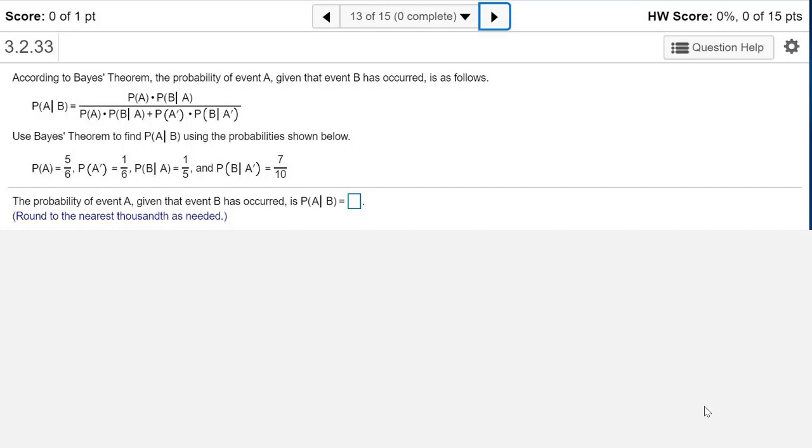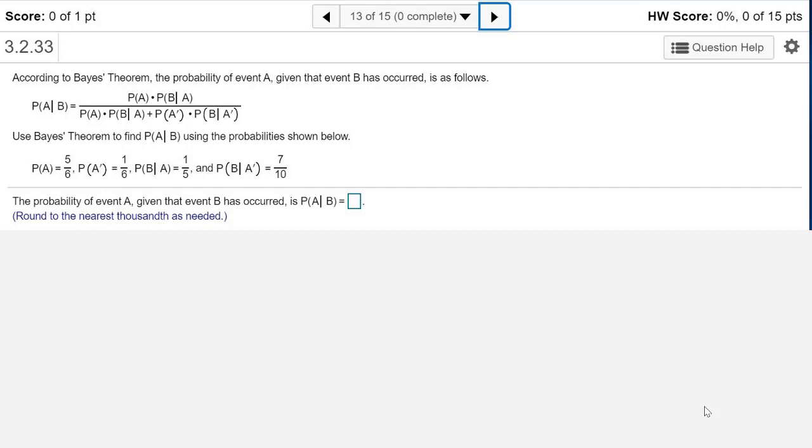Use Bayes' theorem to find the probability of A given B using the probabilities shown below. Probability of A is 5/6, probability of A prime is 1/6, probability of B given A is 1/5, and probability of B given A prime is 7/10.